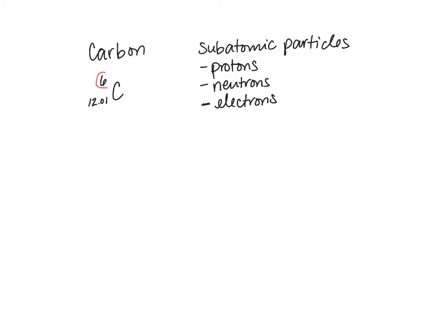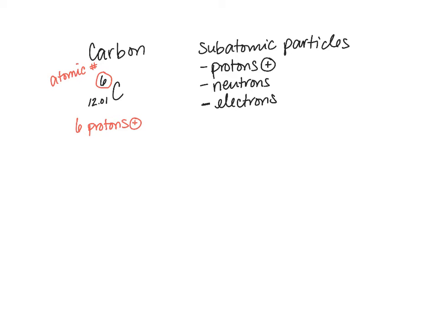So let's take a look at this number 6. Number 6 is the atomic number, and it tells us how many protons are found in an atom of that element. So carbon, the atomic number is equal to 6, so carbon has 6 protons. And I like to put a little plus sign next to the protons because protons are positively charged subatomic particles.